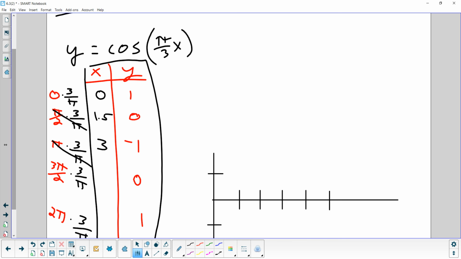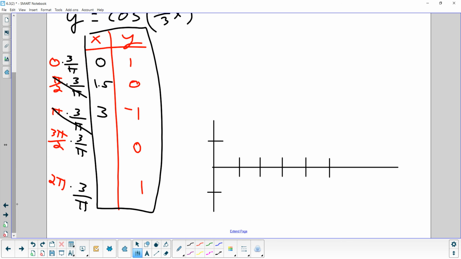3. How about the next one? 9/4. Can you say it? What would it be as a decimal? 4.5, or 9 halves. And what about the last one? 6. So the pattern here is the x values are going up by 1.5 each time.